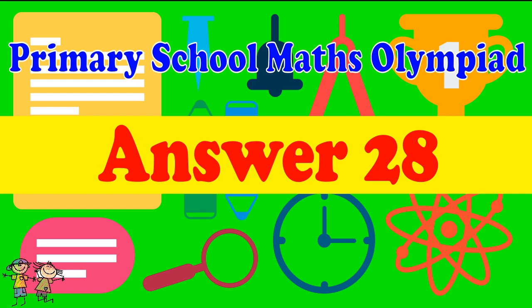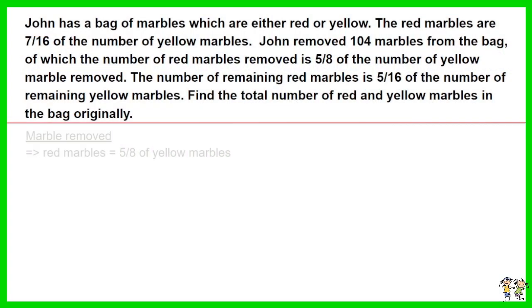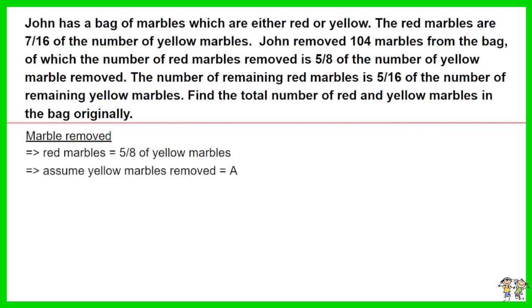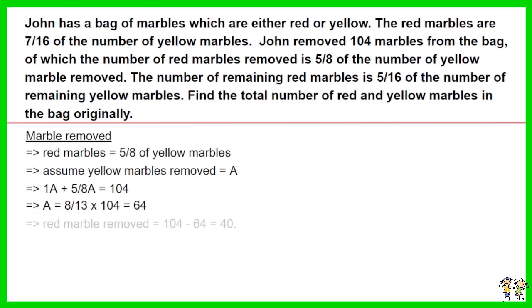Answer for question 28. Let's look at the marble removed first. The number of red marbles removed equals 5 over 8 of the yellow marbles removed. Assume the number of yellow marbles removed equals A. Thus 1A plus the red marbles removed, which is 5 over 8 of A, equals 104. Work out the equation, you have A equals 64. As such, the red marble removed equals 104 minus the 64 yellow marble removed, which is 40.